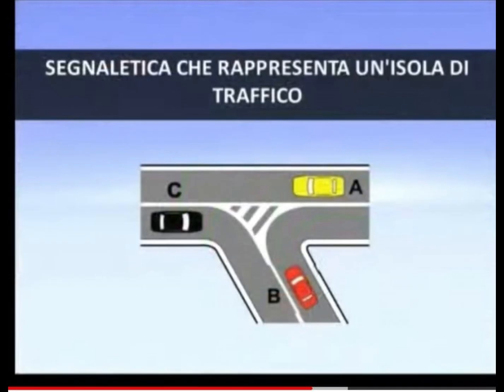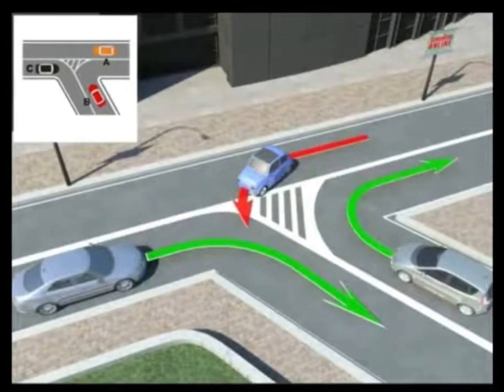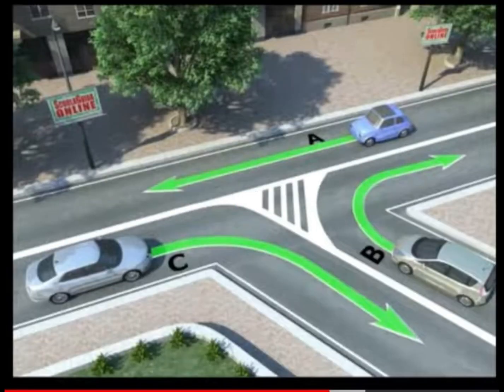You have isola di traffico. Isola di traffico is a part of the road demarcated with white lines, and it means that part of the road where cars cannot enter, vietato il transito, and cars are also not allowed to stop at that place. In this figure, car A has to go straight, B has to turn to the right, and C has to turn to the right.